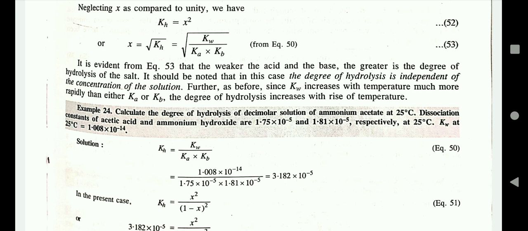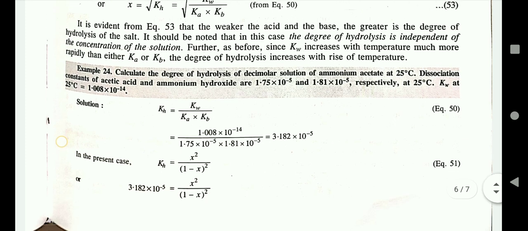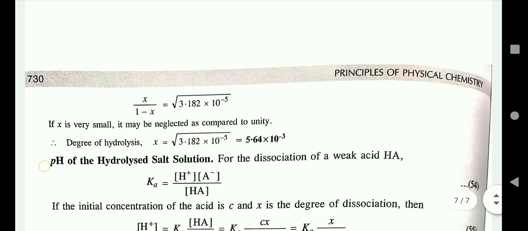It should be noted that in this case the degree of hydrolysis is independent of the concentration of the solution. Kw increases with temperature much more rapidly. Whether Ka or Kb is considered, the degree of hydrolysis is increased with a rise of temperature.